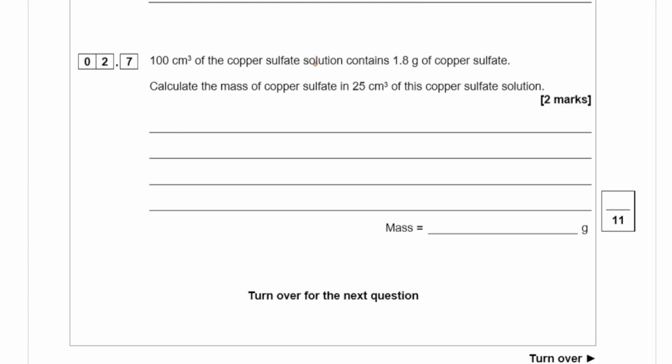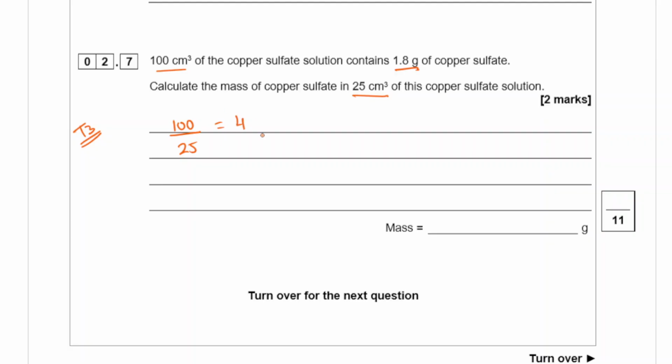100 centimeter cube of the copper sulfate solution contains 1.8 gram of copper sulfate. So here it actually links to the topic on quantitative chemistry, which is topic 3. Calculate the mass of copper sulfate in 25 centimeter cube of this copper sulfate solution. So if 100 centimeter cube contains 1.8 grams, what is the mass of copper sulfate in 25 centimeter cube?